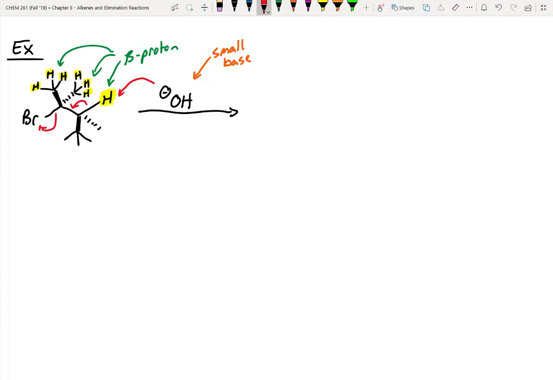We can take off one of those. If we do that, we're going to get a double bond. We'll have two methyl groups coming off the left-hand carbon, right? We'll have a methyl group here, and then we'll have a tert-butyl group. Does that make sense? All right.